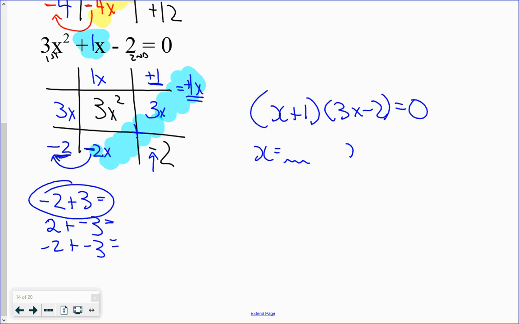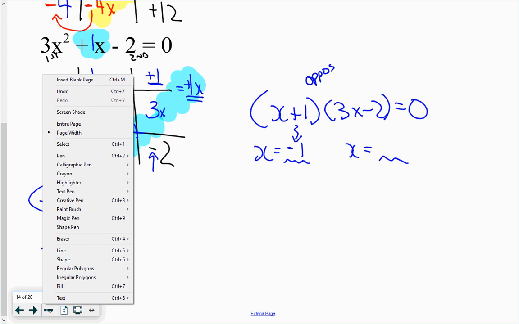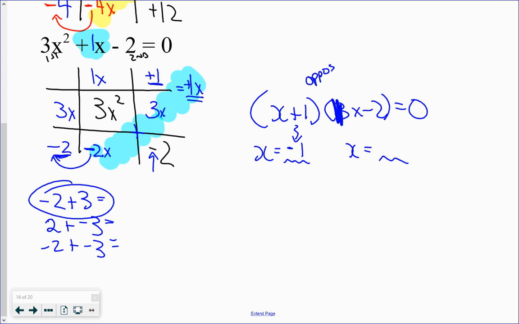Now we have to go and do the solve. So remember, we do the opposite. So if it's x plus 1, the x-intercept is negative 1. Now for this bracket, you just have to do one little extra step. Hide the 3. So if the bracket was x minus 2, the answer would be positive 2.